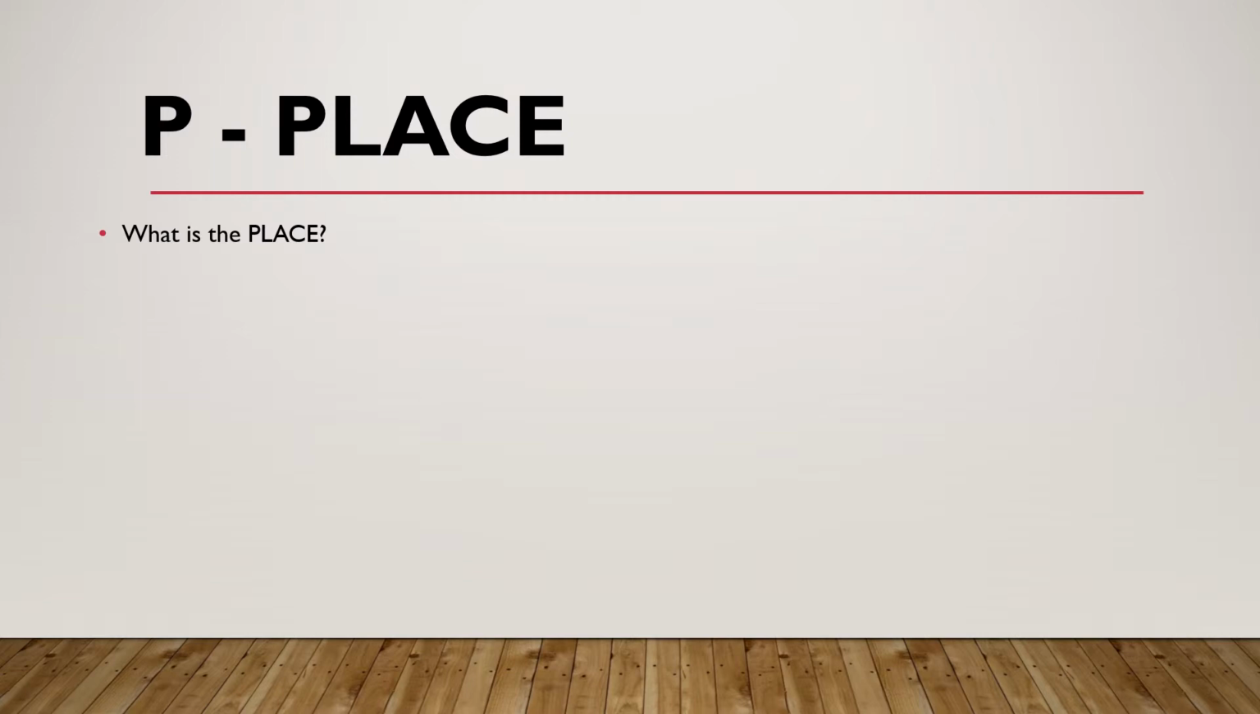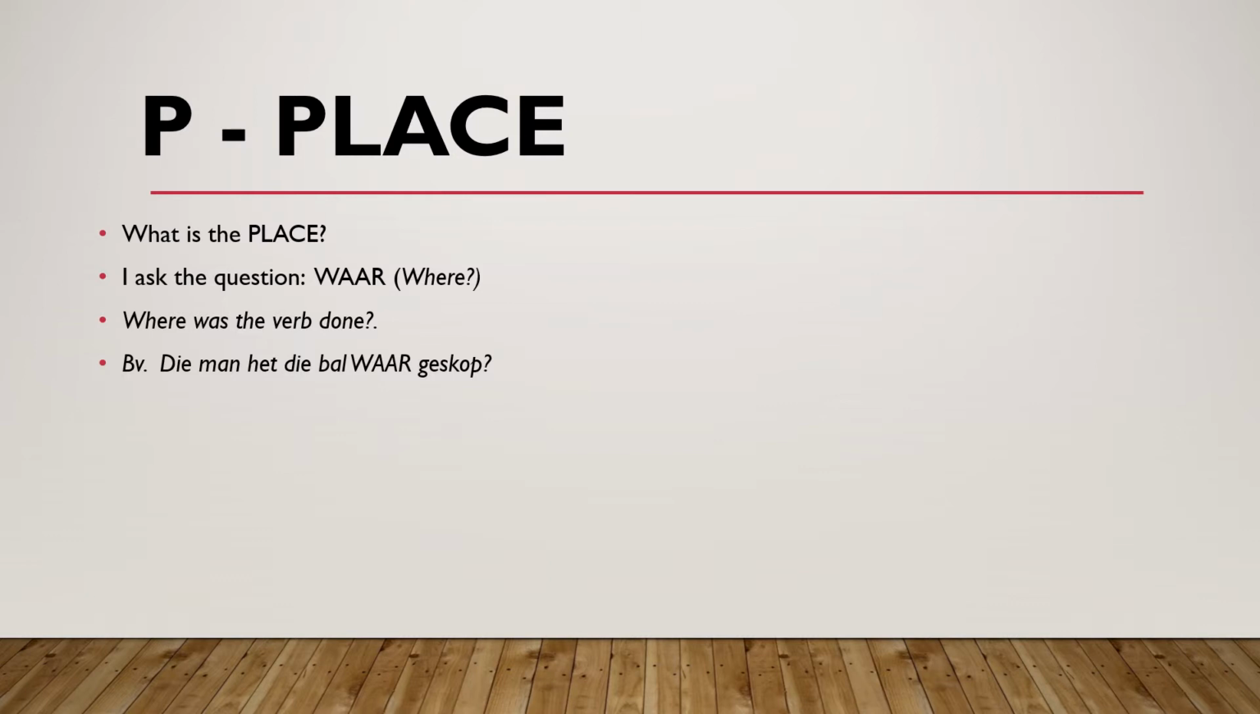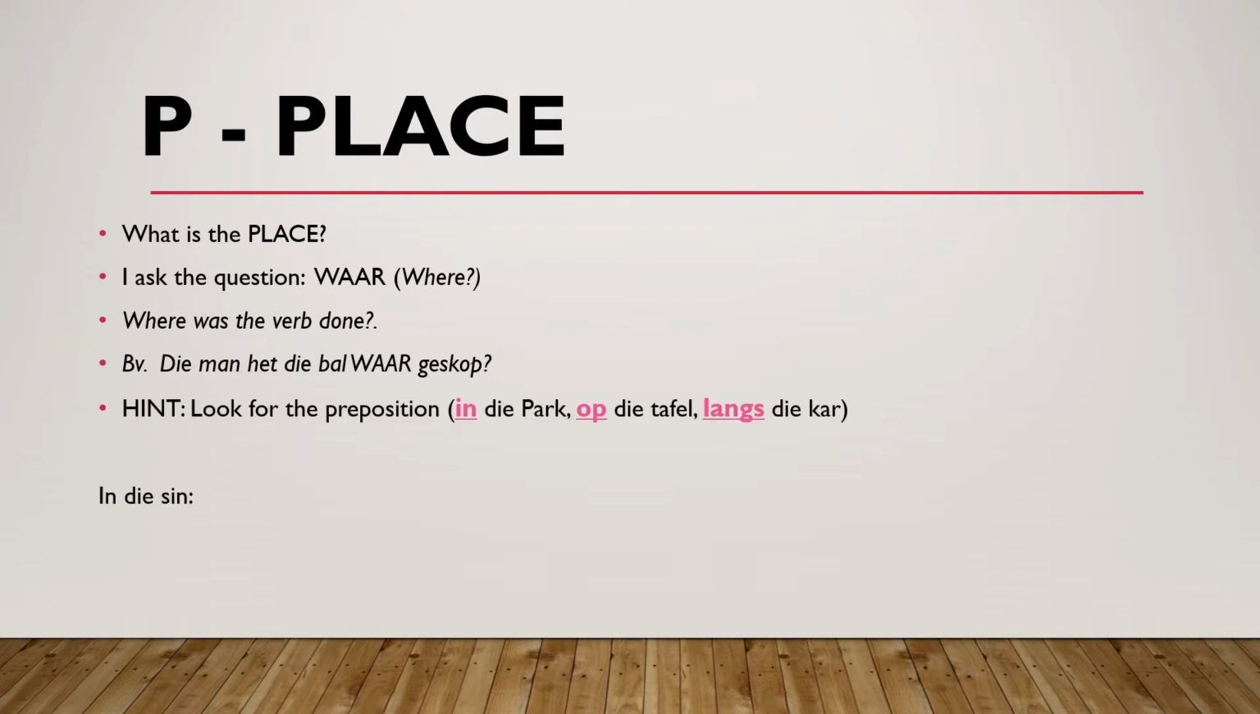Then we have our P for place. So what is the place? As we already said, we asked the question waar or where. Where did this happen? Waar het dit gebeur? Where was the verb done? In the sentence it would be, die man het die bal waar geskop? Where did the man kick the ball? And to find out that, we have to look at the question in the correct place of place. Die man het gister die bal hard waar geskop om te oefen? Die man het gister die bal hard in die park geskop om te oefen.